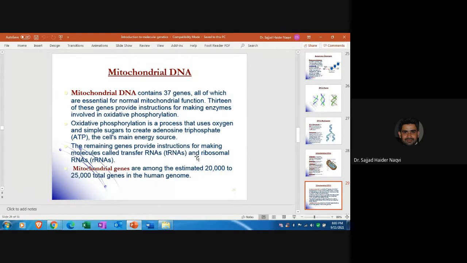The remaining genes out of 37 are there to code different molecules like tRNA and ribosomal RNA, which are the essential part of the machinery to synthesize protein. So mitochondrial genes are among the estimated 20,000 to 25,000 total genes in the human genome.